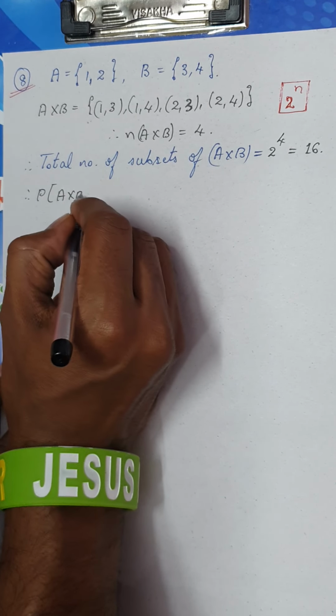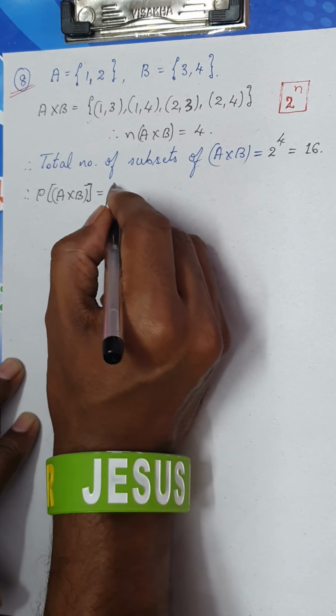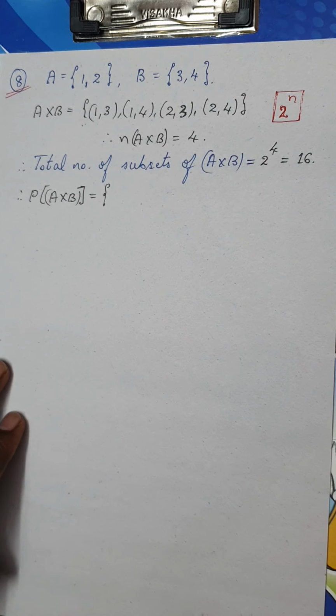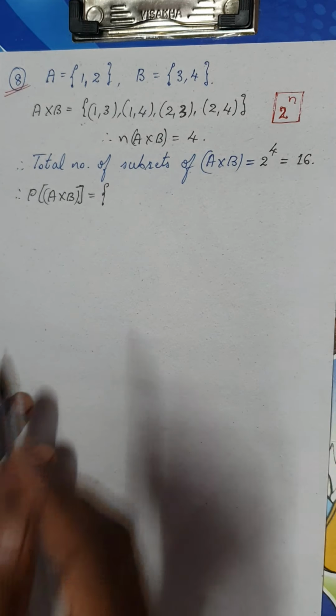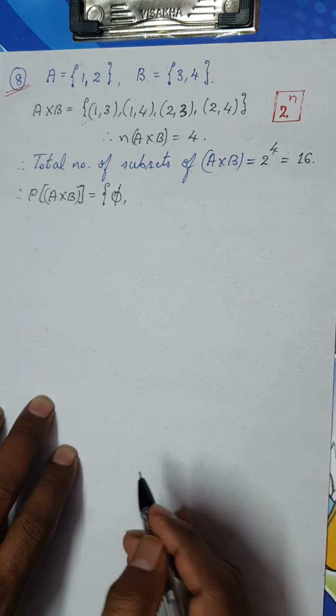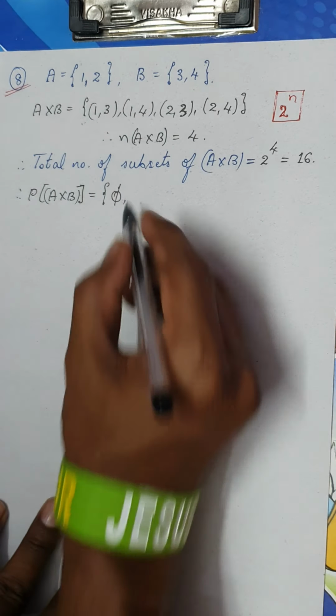So P of A cross B means what? Power set of A cross B. So this will contain all the subsets of A cross B. We know power set is the set of all subsets. So this will contain all the subsets. The first set will be the null set, the first subset, because the null set is a subset of every set.